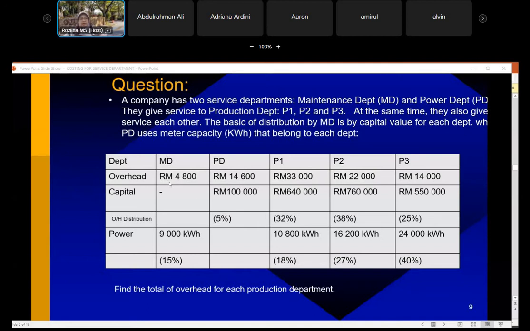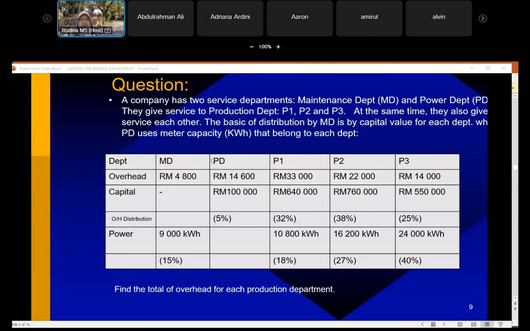MD contributes 100%, but with the distribution. So MD gives service 5% to PD, 32% to P1, P2 and P3. So now how do they want to absorb? That is the question, how they want to absorb the cost.